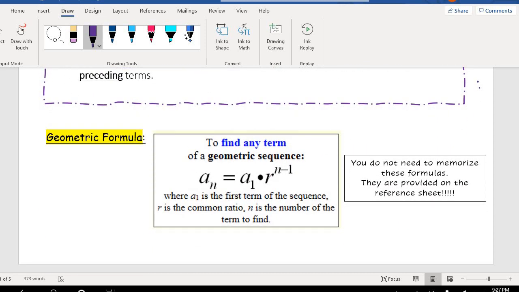So this geometric formula is given to you. You do not need to memorize it, and this is what allows us to find any term of a geometric sequence. It's a sub n equals a sub 1 times r to the n minus 1 power. In here, a sub 1 is the value of the first term, r is the common ratio, and n is the term number, whatever you're trying to find. Again, this is given to you, so you don't need to memorize it. It is on the reference table.